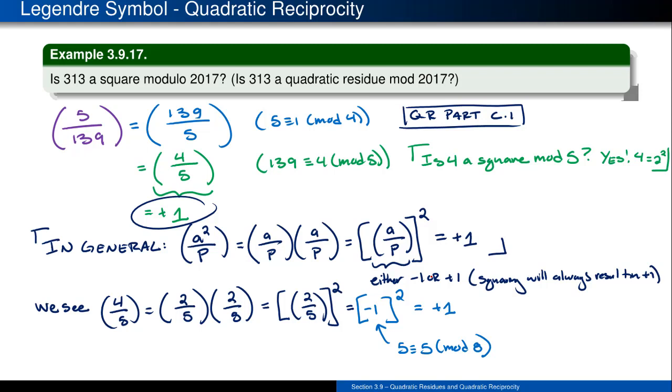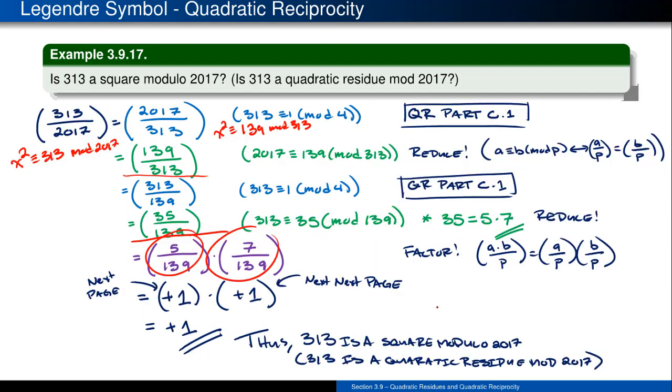If you're interested in seeing what's happening here, the 4 Legendre 5 could split into 2 Legendre 5 multiplied by 2 Legendre 5, which becomes 2 Legendre 5 quantity squared. If you look at whether or not 2 is a perfect square mod 5, you're going to see that it's a no, so it's going to be a negative 1. And if you take negative 1 and square it, it turns into a positive 1. So that's where we get our first little bit. That says that 5 Legendre 139 is going to return that number of 1.